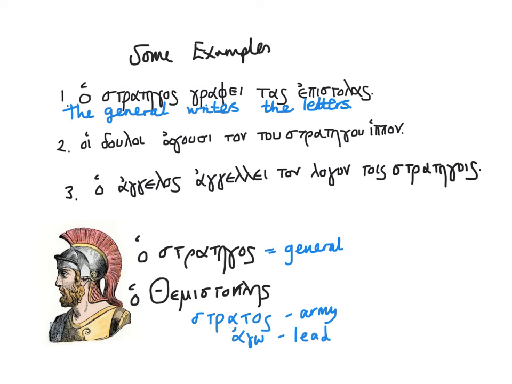By the way, although we've met the definite article, we haven't met any word for the indefinite article. That's the word for a or an. Supposing I just wanted to say the general writes a letter, or to keep it plural, the general writes letters, some letters. Well, to do that, I would simply get rid of the definite article. So without it, it means the general writes letters.